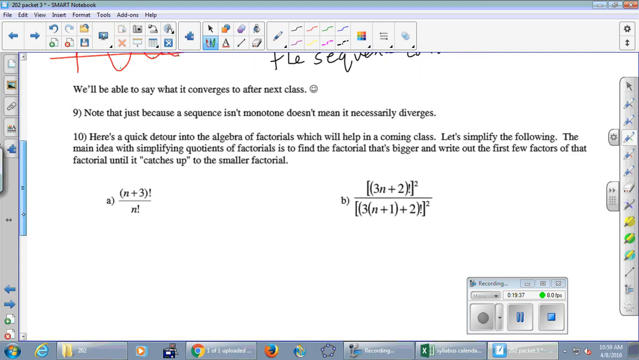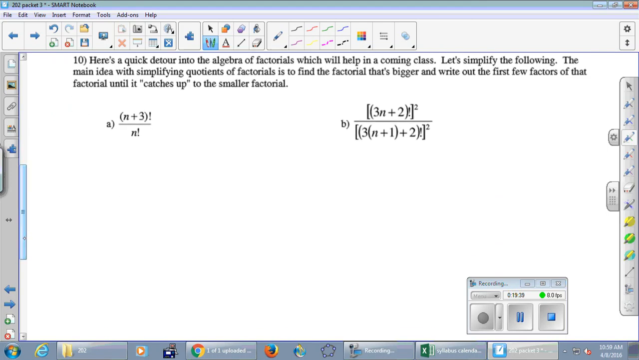Okay, number 10, last example in the demo. A quick detour into the algebra of factorials. Now you guys saw factorials on one of our projects, the gamma project. Most of you probably have very limited experience with the algebra of factorials. So this is just a very quick detour into that algebra that's going to help us in a future class.